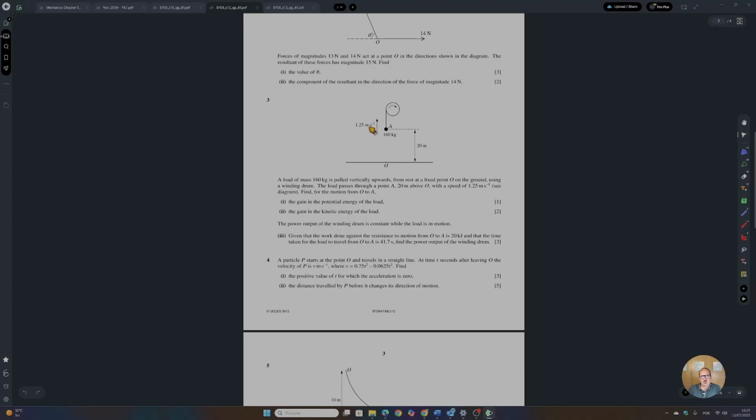Spring 2012, question paper 41. Now question 3. You have this diagram that says a load of mass 160 kilograms is pulled vertically upwards from rest at a fixed point O on the ground using a winding drum. The load passes through a point A, 20 meters above O, with a speed of 1.25 meters per second. Find for the motion from O to A the gain in the potential energy of the load and the gain in the kinetic energy of the load. It starts from rest, don't forget.